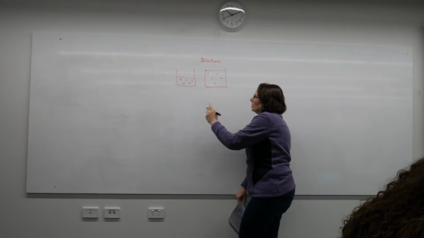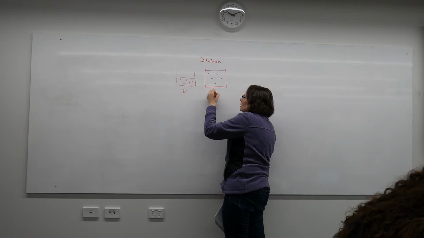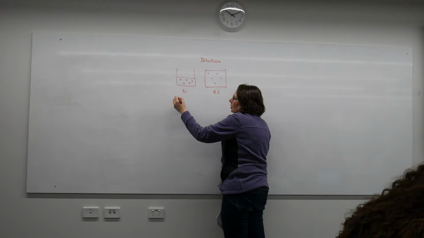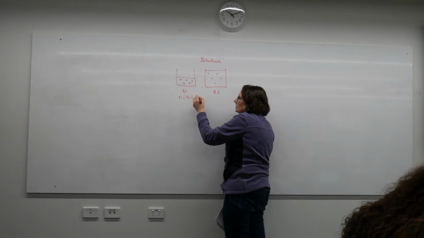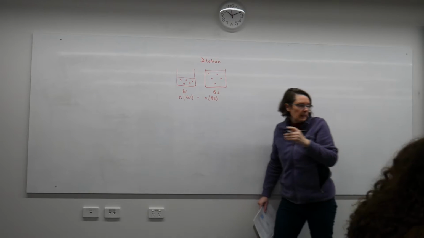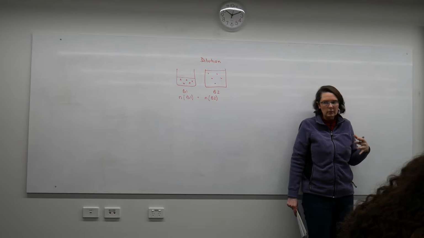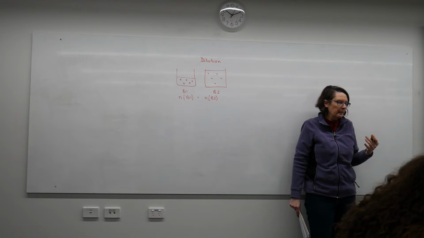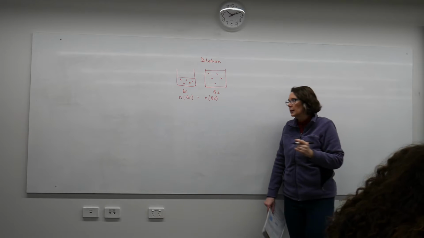So if I wanted to compare them, I'll call this one beaker 1 and this one beaker 2. Well, the moles in beaker 1 is equal to the moles in beaker 2, because there's the same amount of stuff. The quantity is the same, but the concentration is not the same.